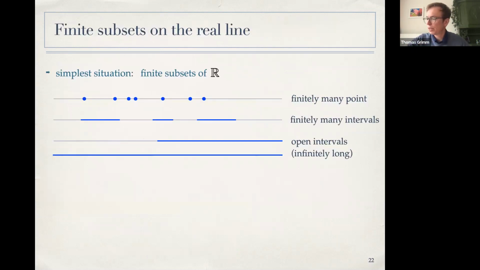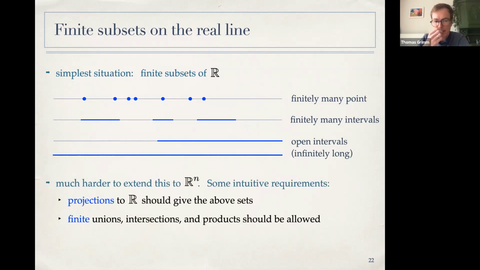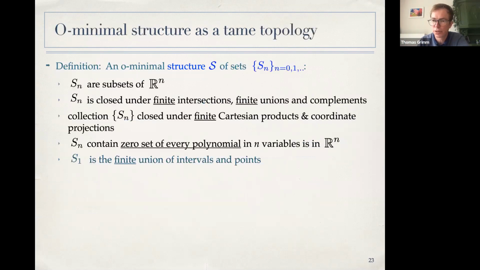Now, I cannot give you an introduction to O-minimal structures in such a short time, but just to give you some intuition of what this amounts to. On the real line, you can easily imagine what these finite structures are. They consist of just a finite number of points, a finite number of intervals, and so on. The tricky part is to extend this to R^n, to higher dimensional spaces. So the intuitive requirement is to include projections to R, which give this type of set, and then allow for finite unions, intersections, products, and so on. And there is a general description of the structure.